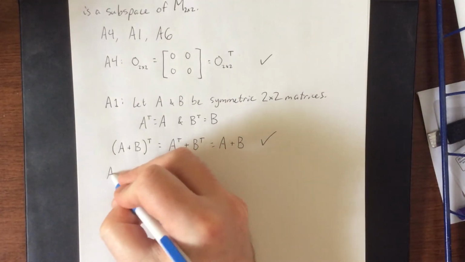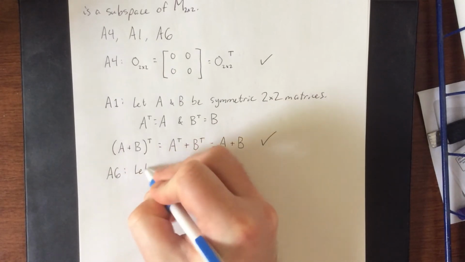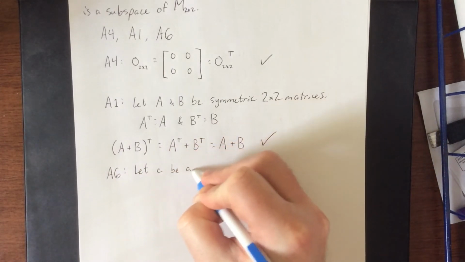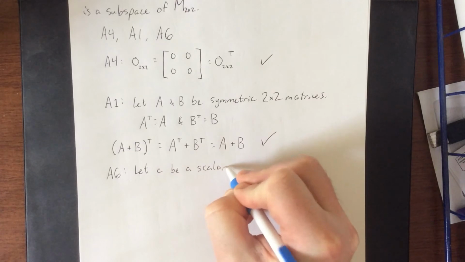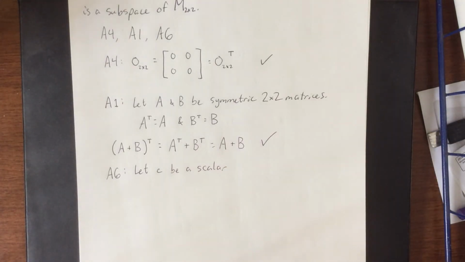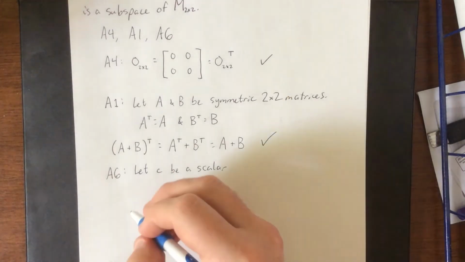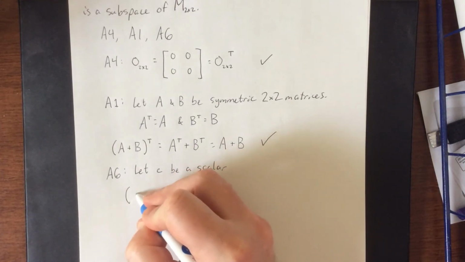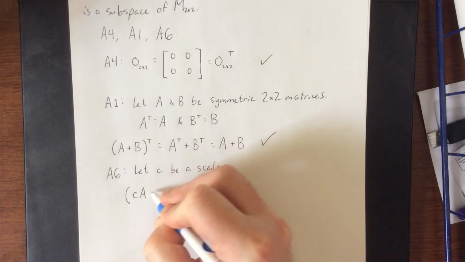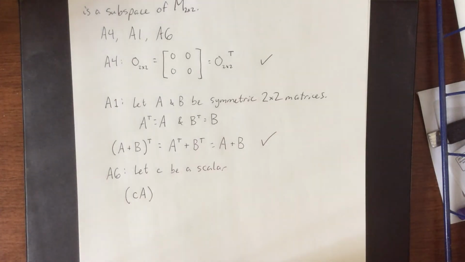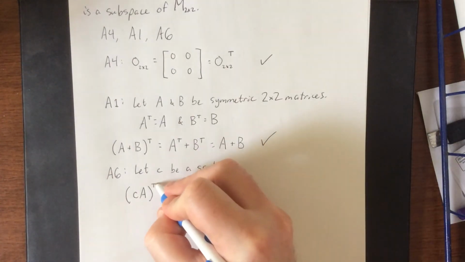And finally, for A6, we'll say let C be a scalar. We want to show that C times A is also a symmetric 2 by 2 matrix. So what we'll do is we'll take a scalar multiple of matrix A, and to show that it's symmetric, we will take the transpose of that.